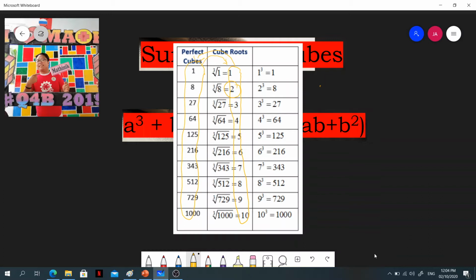So, halimbawa, 2 times 2 times 2 equals 8. 2 times 2, that's 4 times 2 equals 8. Kaya, si 2 ay cube root ng perfect cube na 8. Naintindihan? Okay, so, again, for us to be able to perform factoring using sum of two cubes, kailangan aware tayo sa mga perfect cubes.